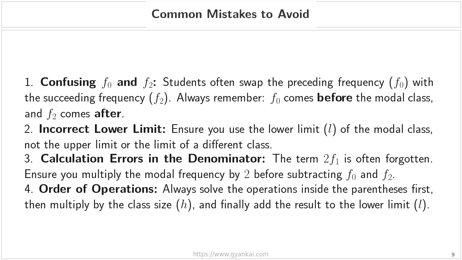Finally, always respect the order of operations. To get the correct result, you must first solve the operations inside the parentheses, the subtraction in the numerator and the denominator. Once you have that fraction, multiply it by the class size, H. Only after that multiplication should you add the result to the lower limit, L.